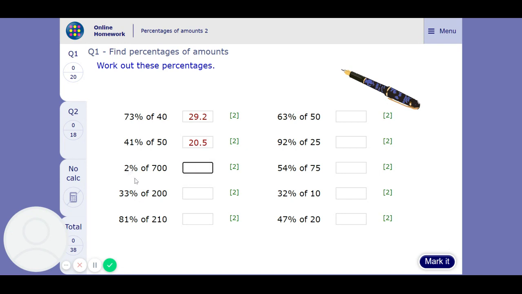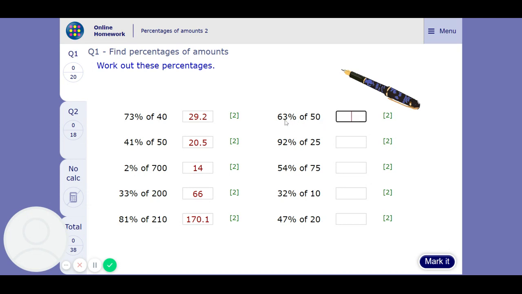This one, 1% is 7, so 2% is going to be 14. This one we're going to have to work out 10%, 1%, 30%, 3%, and add them all up. You're going to have to work out 10%, 1%, and then 80%. So 10% is 21. 80% is going to be 168, and 1% is going to be 2.1. It's going to be 170.1.